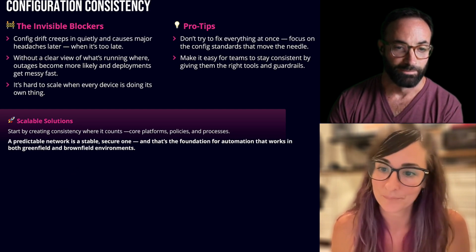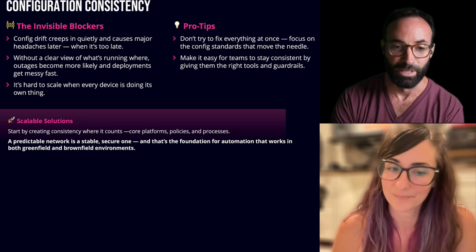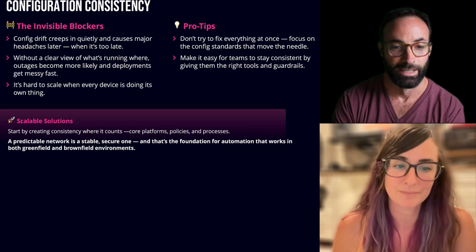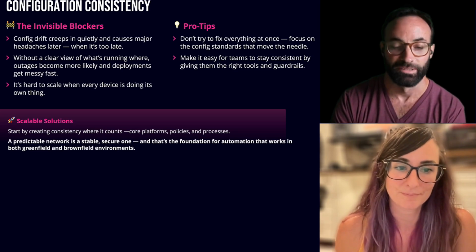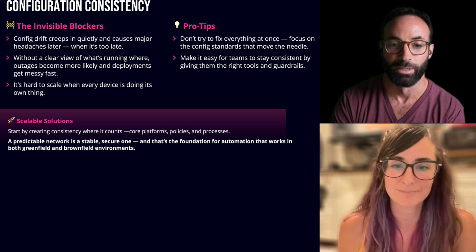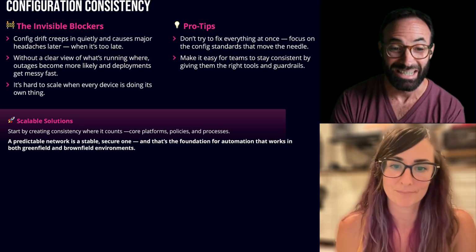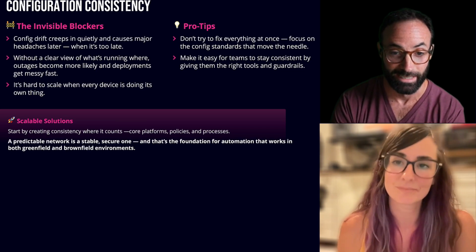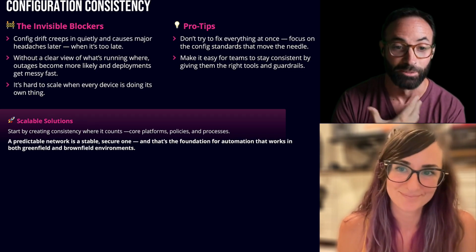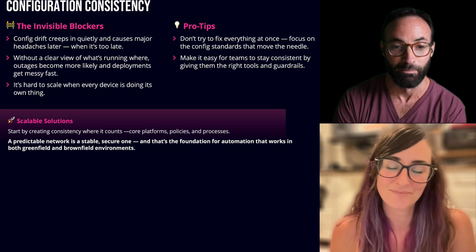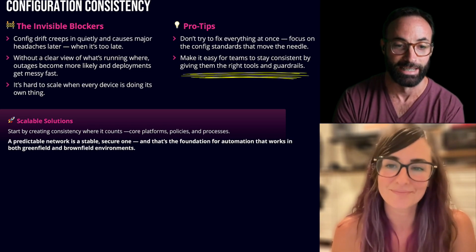Yeah, and I love this. It's like pick your battles, start with those config elements that cause you the most pain, or maybe they represent the biggest amount of risk for whatever reason. Really important. And then second, make it easy for teams to stay consistent by giving them the right tools and the right guardrails and the wherewithal to actually do this. You make it easy to do the right thing.